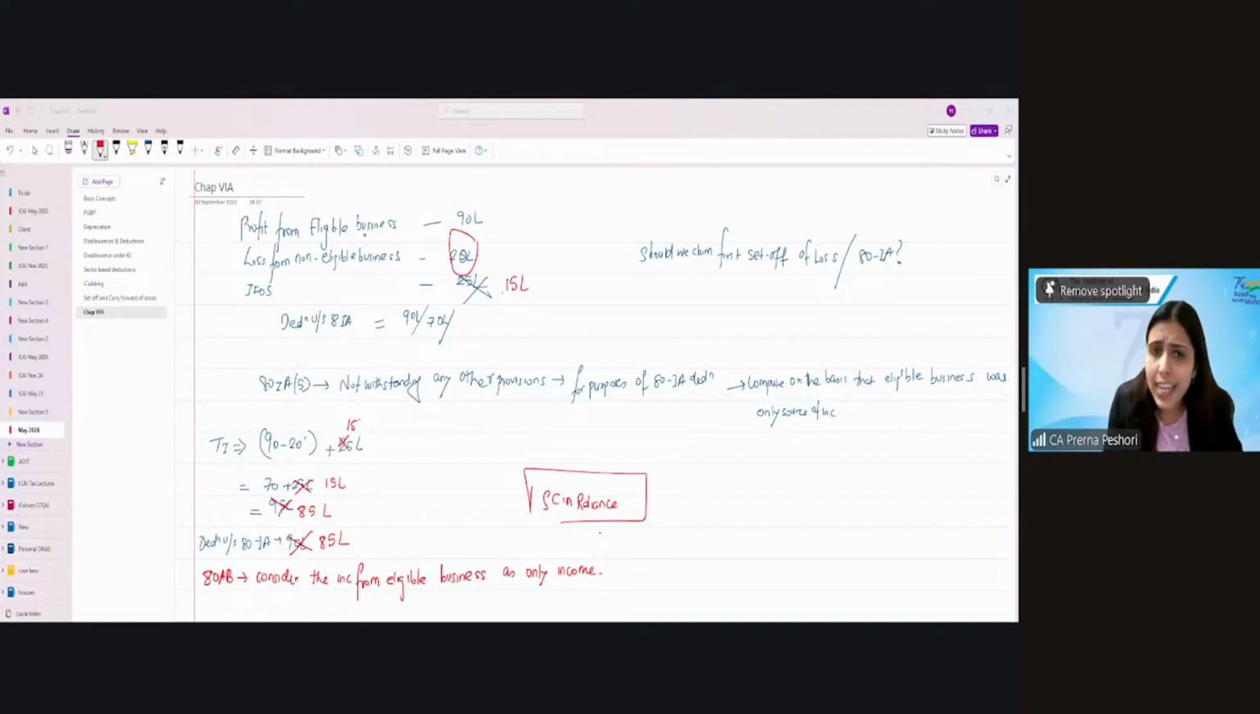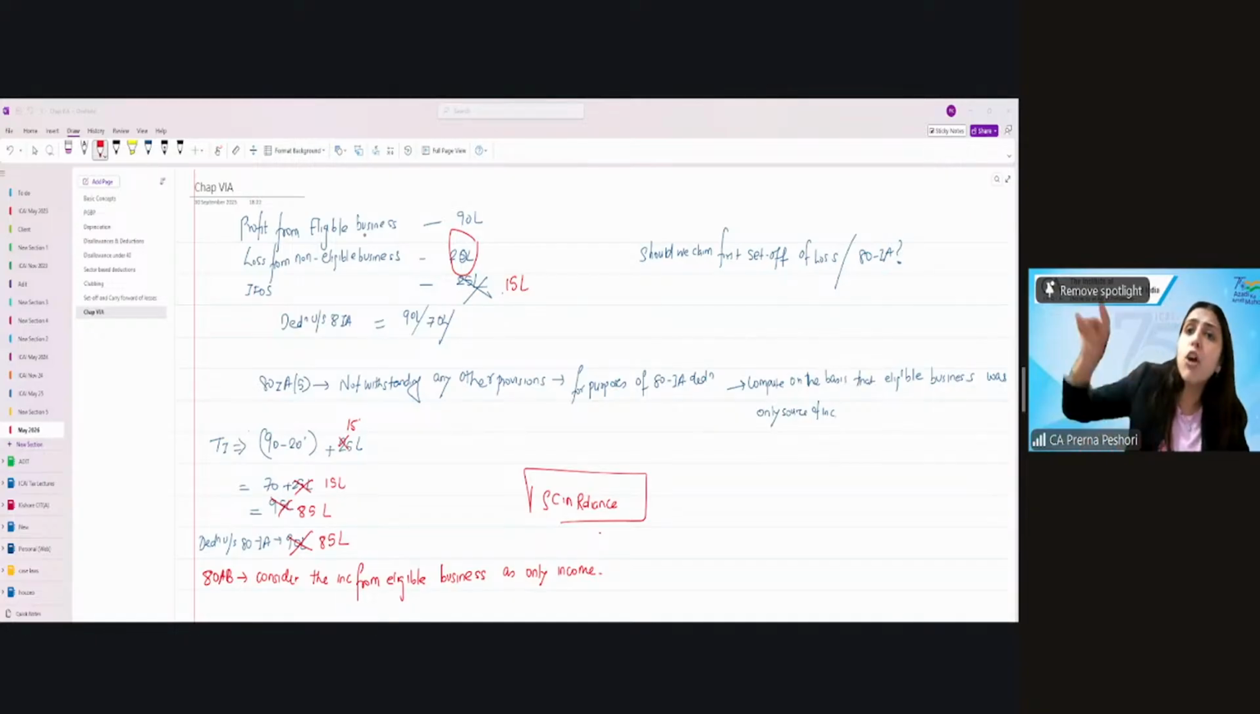But what is my GTI? The Act says that the deductions can't exceed the GTI. I can't have negative income because of the Chapter 6A deduction. I can have loss, but I can't have negative income because of Chapter 6A deduction. My Chapter 6A deduction can't exceed my GTI. So I am restricting it to my total income. What is my total income? 90 minus 20 plus other sources 15, which is 85 lakh.